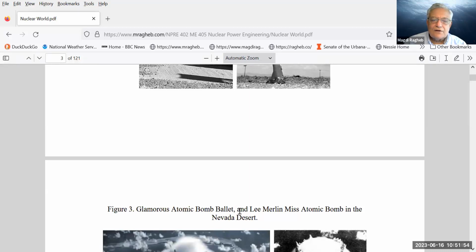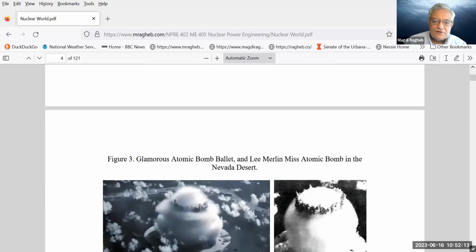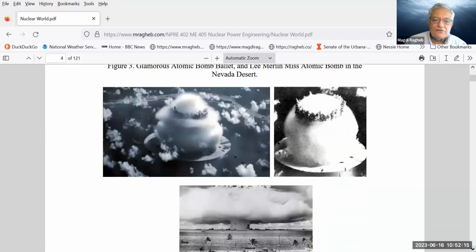Lee Merlin was named Miss Atomic Bomb in the Nevada desert, and she has her dress here, but she had a mushroom cloud made out of cotton. It was glamorous, and people were interested in it. They didn't know the effect at the time.